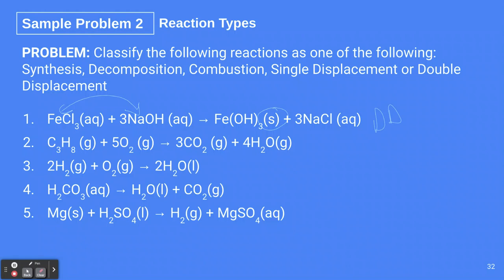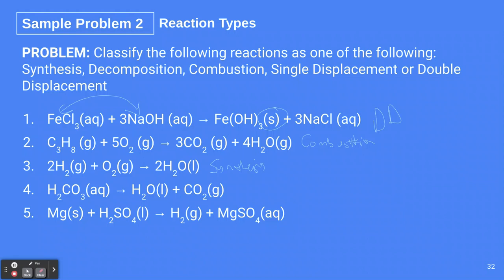In our next one, we've got a carbon and hydrogen compound reacting with oxygen to form carbon dioxide and water. That should tell us that it is a combustion reaction. A combustion reaction typically involves a carbon hydrogen compound reacting with oxygen to form carbon dioxide and water. This is propane gas there. Our next one is hydrogen plus oxygen making water. We've got 2 things coming together to make one. That would be a synthesis.